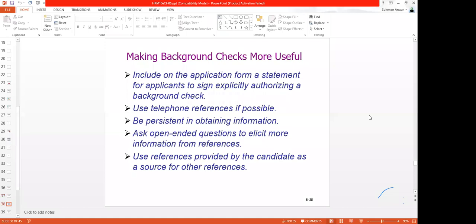Making background checks more useful: include on the application form a statement for applicants to sign explicitly authorizing a background check. Use telephone references if possible. Be persistent in obtaining information. Ask open-ended questions to elicit more information from references, and use references provided by the candidate as a source for other references.